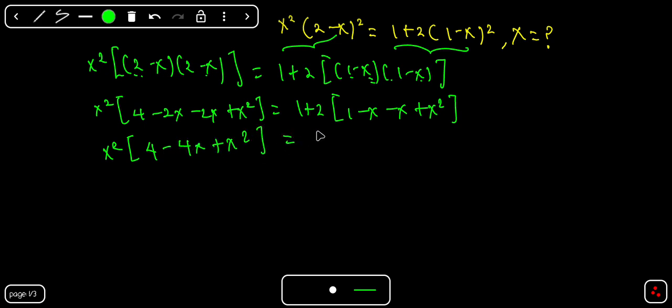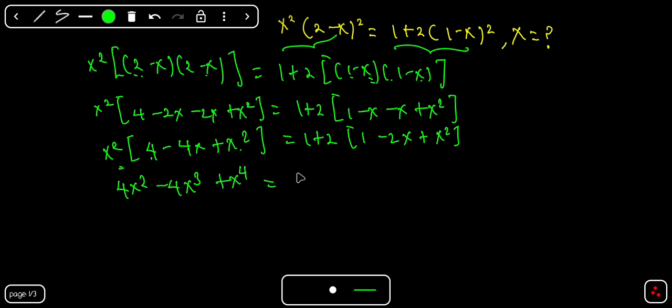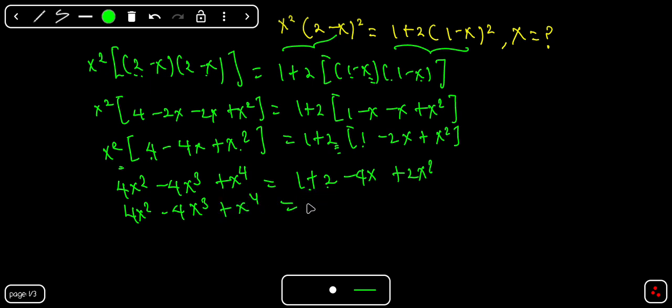Which is equal to 1 plus 2, then into bracket 1 minus 2x plus x raised to the power of 2. So x squared times 4 will give us 4x squared. x squared times negative 4x will give us negative 4x raised to the power of 3. x squared times x squared will give us positive x raised to the power of 4, which is equal to 1 plus 2 times 1 will give us 2. 2 times negative 2x will give us negative 4x. 2 times x squared will give us 2x squared. Okay, so we're going to have 4x raised to the power of 2 minus 4x raised to the power of 3 plus x raised to the power of 4, which is 1 plus 2 is 3, minus 4x plus 2x raised to the power of 2.